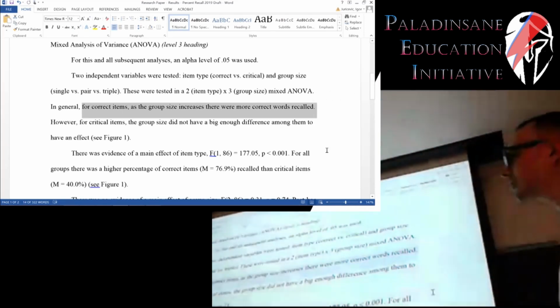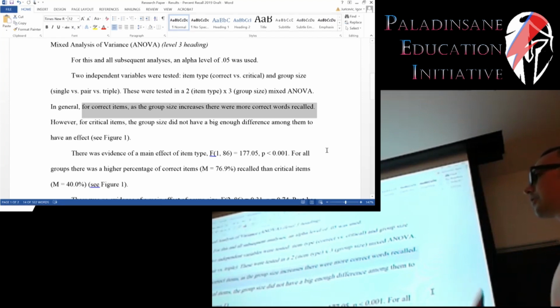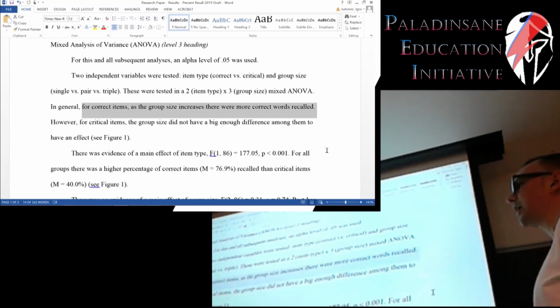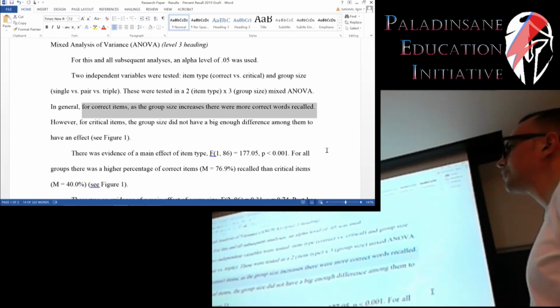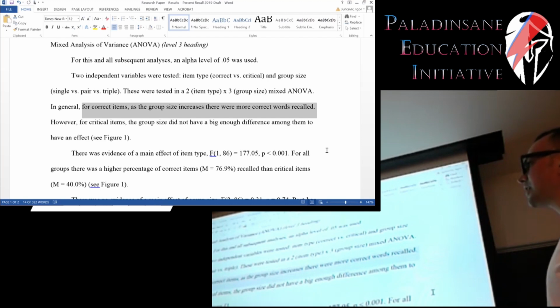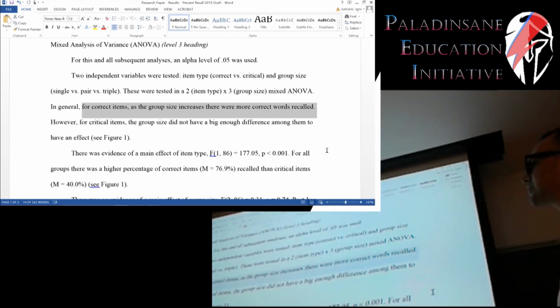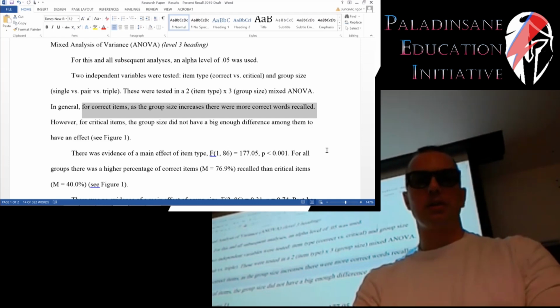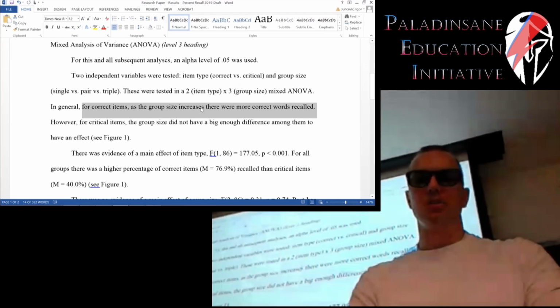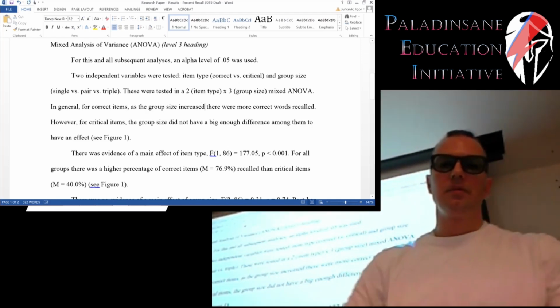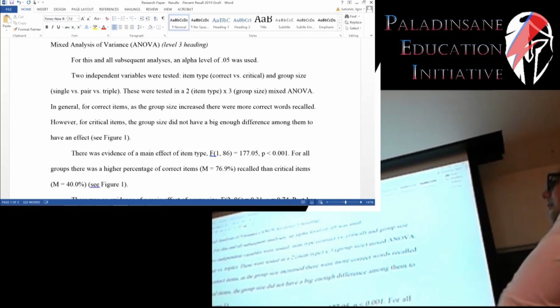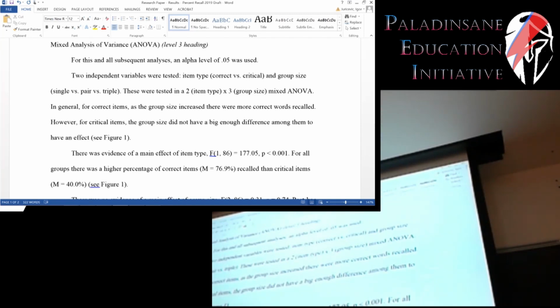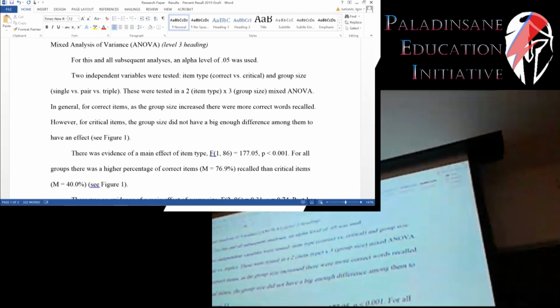started writing. So we need an in general for correct items, however, for critical items. So in general for correct items, as group size increases, there were more correct words recalled. So first thing, I'll just do this. It should be increased because it happens in the past. So as the group size increased, there were more correct words recalled.